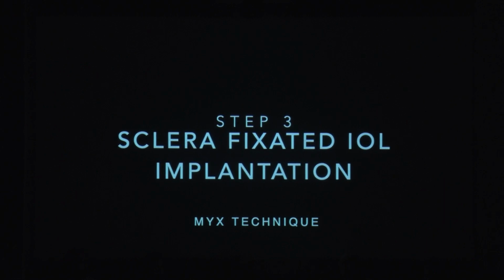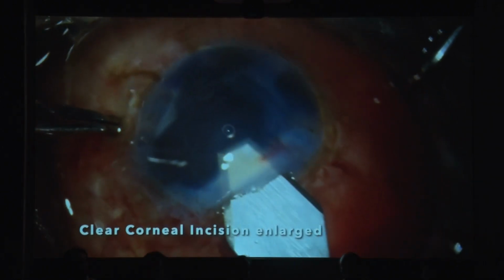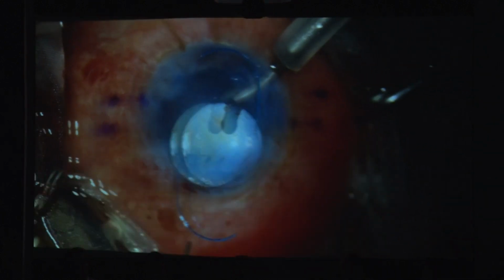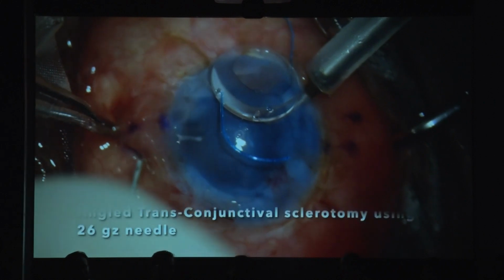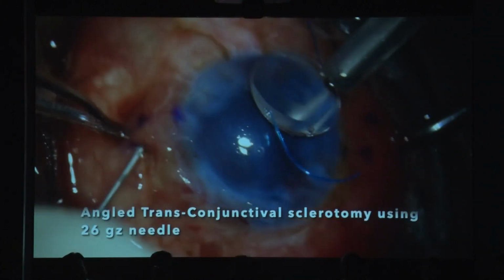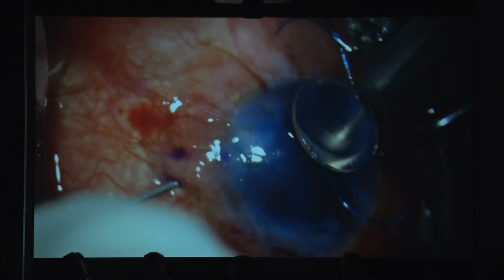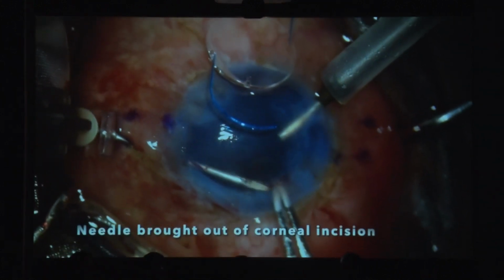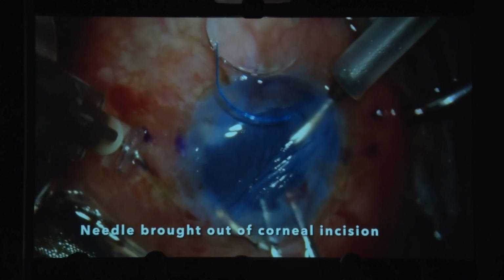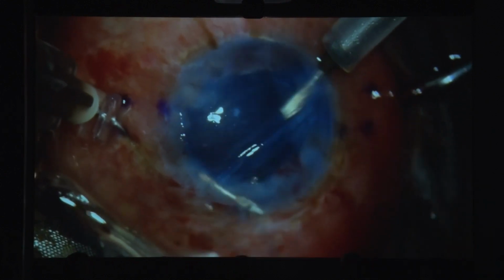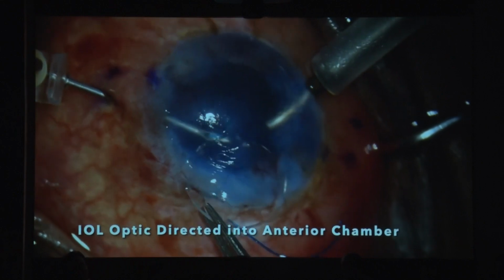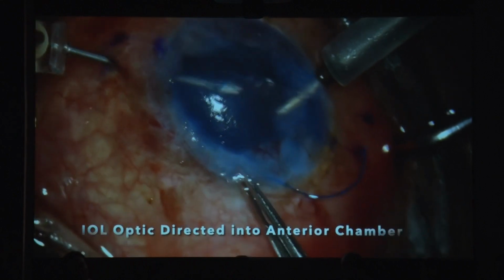The next step was the sclera-fixated IOL implantation. A clear corneal incision was made which was enlarged to about 5.2. An AC maintainer was put and approximately 2 millimeters away from the limbus, an angled transconjunctival sclerotomy was done using a 26 gauge needle, and this needle was brought out of the corneal incision that was made. The leading prolene haptic was inserted in the needle lumen, and this IOL optic complex was directed into the anterior chamber.